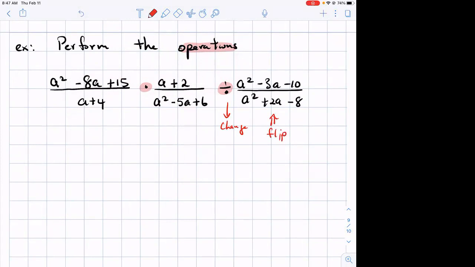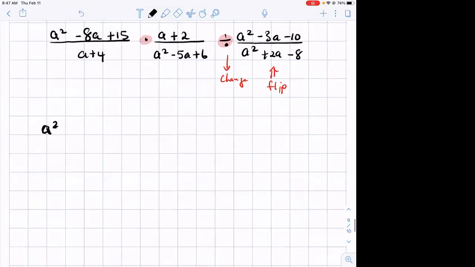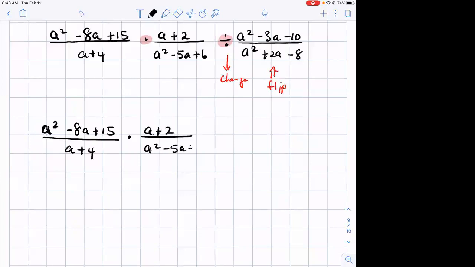Okay. So by doing that, I now have a squared minus 8a plus 15 over a plus 4 times a plus 2 over a squared minus 5a plus 6 times, and now I flip, a squared plus 2a minus 8 over a squared minus 3a minus 10.